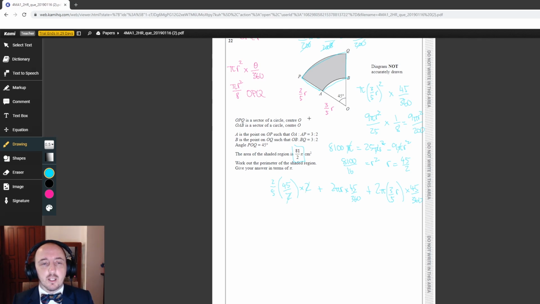We can cancel some 2's, and we have 18 plus 2 pi r times that. 45 over 180 is a quarter, so pi times 45 over 2 times a quarter, plus 2 pi times 3/5 times r times 45 over 360, which is an eighth.